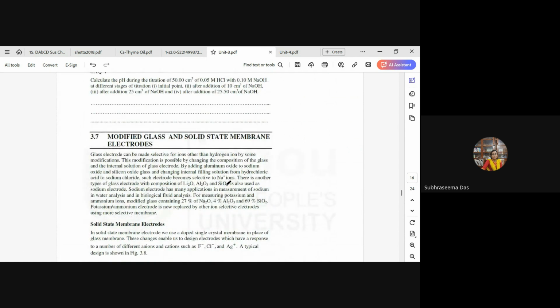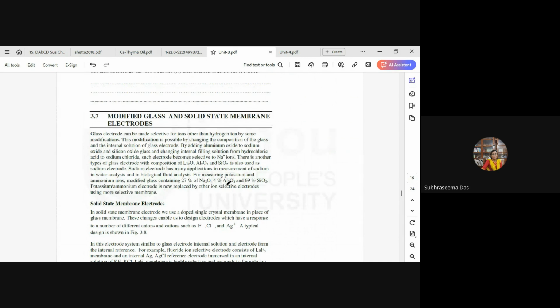Then coming to modified glass and solid state membrane electrodes. Now we know glass electrodes can be made selective for ions other than the hydrogen ion. This modification is possible by changing the composition of the glass and the internal solution of the glass electrode. There is another type of glass electrode, that is lithium oxide, alumina, silicon oxide, and also the sodium electrode. The sodium electrode has been used in water analysis for the presence of sodium and in biological fluids.